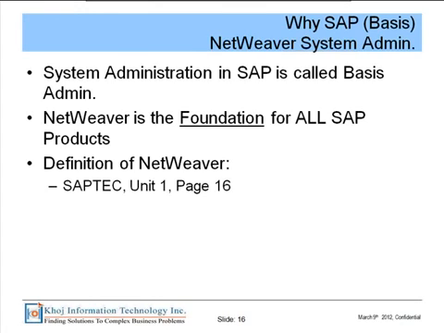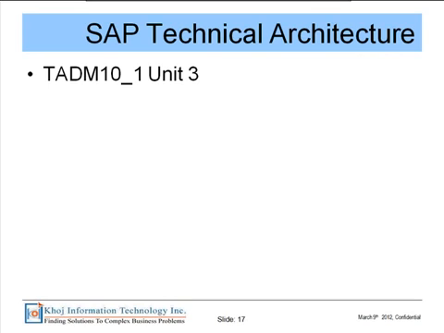Okay. SAP Unit 1, page 13. Then comes SAP's technical architecture. How is an SAP system really built? What are the various components of it? And this is going to get very technical. But the reason we cover it in this class is for you to have a sense of what is included in a course of this nature. So we'll spend some time on it. TADM 10_1, Unit 3.